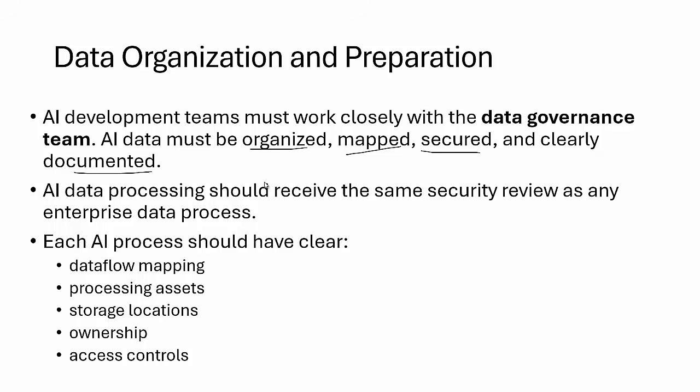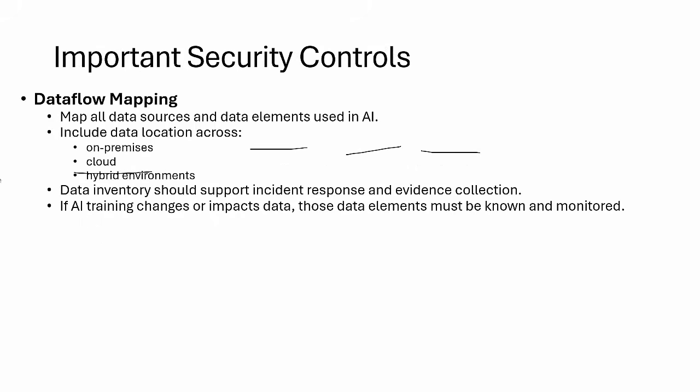We have some important security controls in this step, like data flow mapping. It's very important. How do you collect the data? Are you keeping the data on-prem, cloud, or hybrid? In this entire process, data inventory is very important because it supports incident response, evidence collection, and all that. If AI training changes or impacts data, the data elements must be known and monitored.